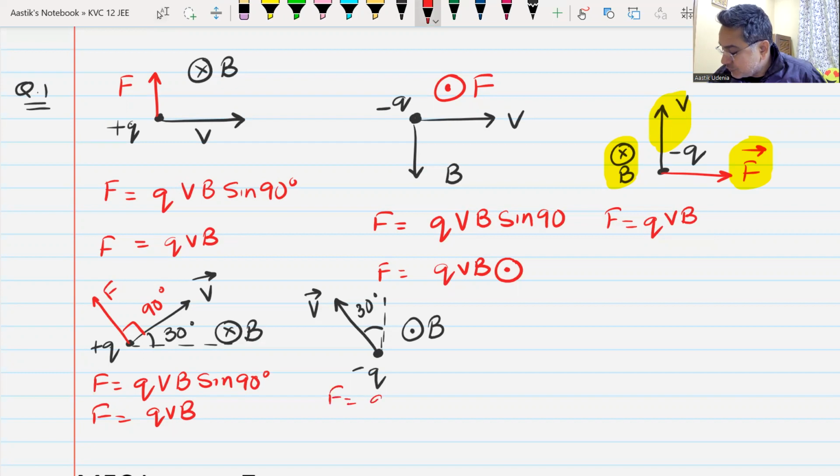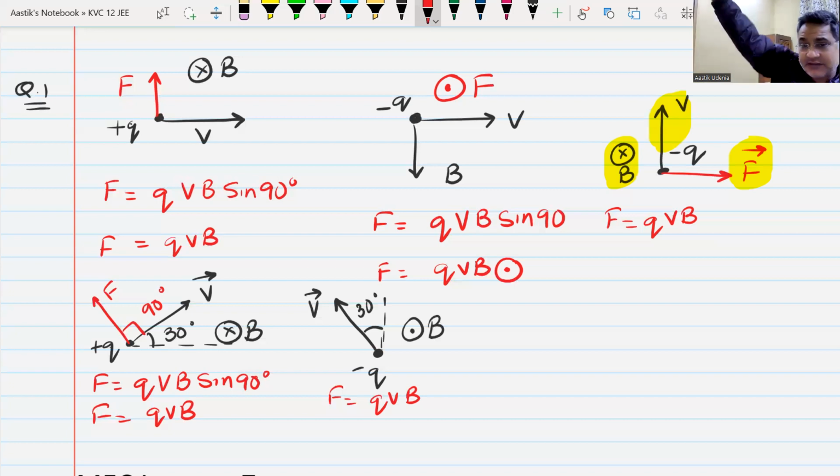F is QVB. Again, this V is in the XY plane and this magnetic field is now along K axis coming out. So the angle is still 90. The force is QVB. Now I have to look for the direction of magnetic force. So V is going like this. B is coming out. So I have to move my hands like this. It is coming out. And if I go like this, the force will go in this direction.